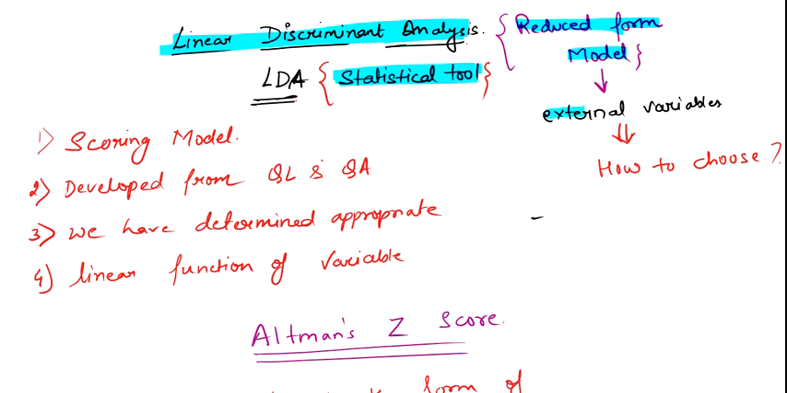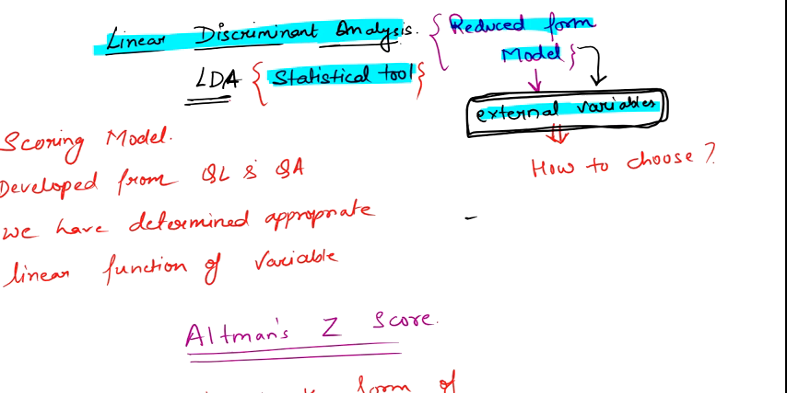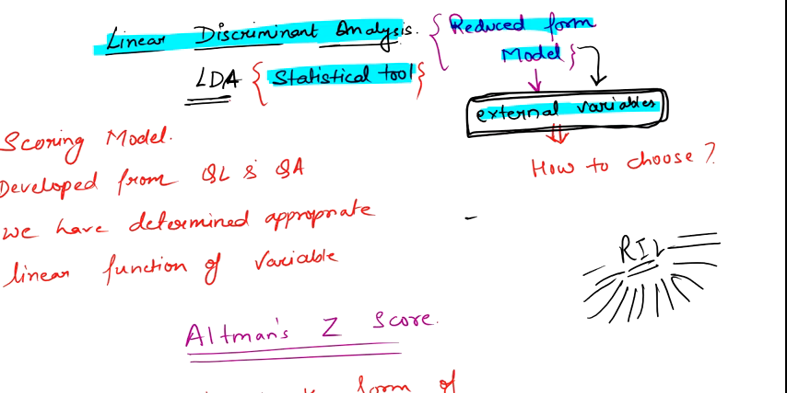Now, why are we considering this model as a reduced form model? The reason is that the variables which we are concerned with in the model are external variables. Okay, now the question is how you choose these variables. So we choose variables based on how much they are contributing towards the likelihood of default. Means what we want to find out is how much Reliance Industries will default, and what are the variables which are explaining that Reliance Industries will default.